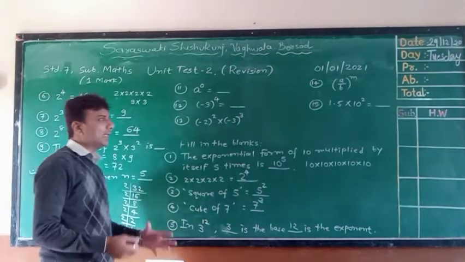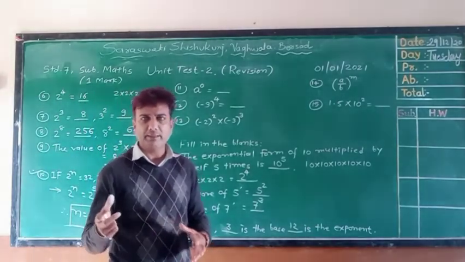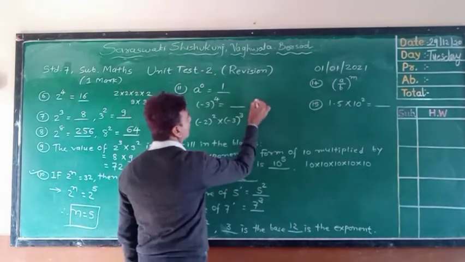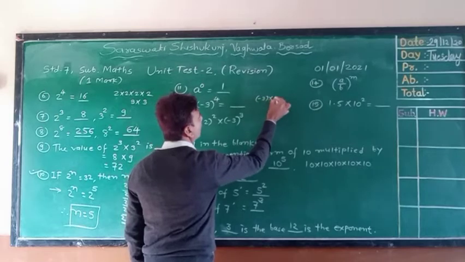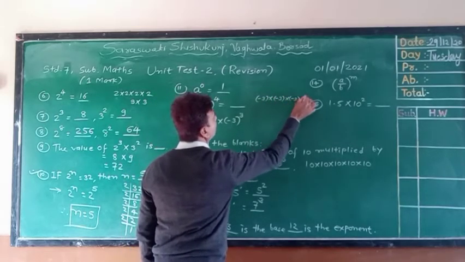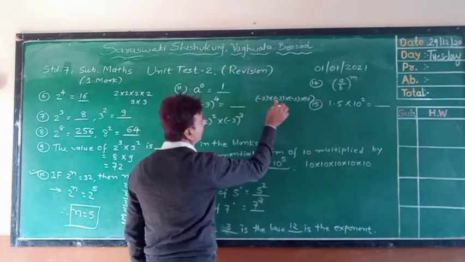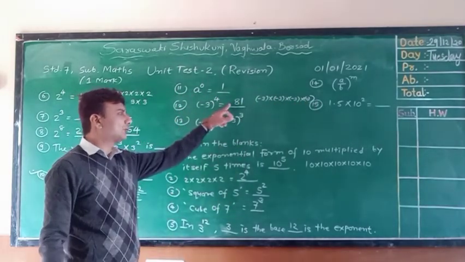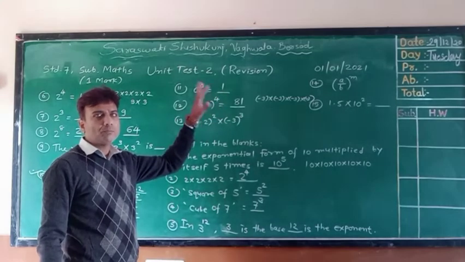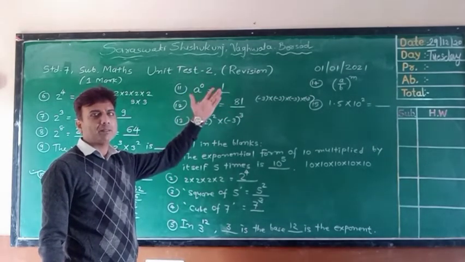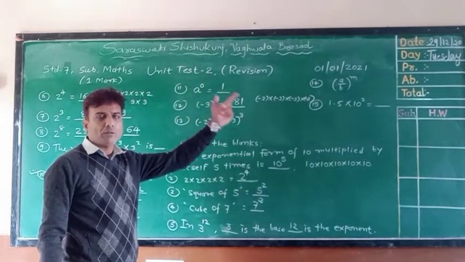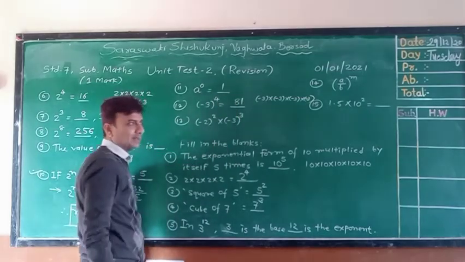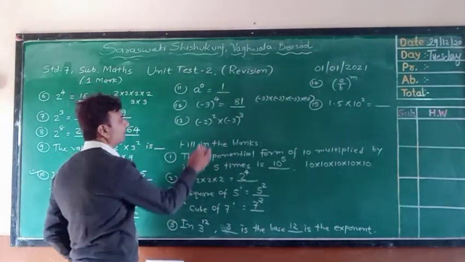A raised to 0: any base with power 0, its answer will always be 1. Minus 3 raised to 4: we multiply minus 3, minus 3, minus 3 and minus 3. Simple, 3 times 3 is 9, times 3 is 27, times 3 is 81. But do we put the minus sign or not? For that we have to see the power. Even number, remove the minus; odd number, put the minus sign. 4 is an even number, so don't put a minus sign in the answer. Simply 81.